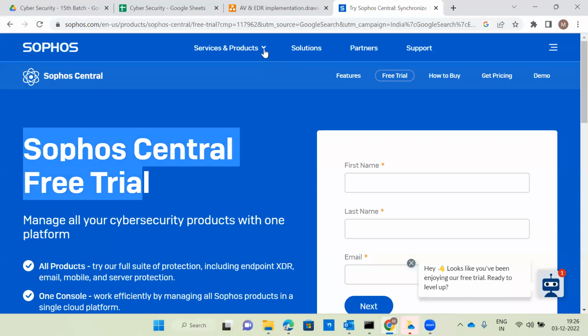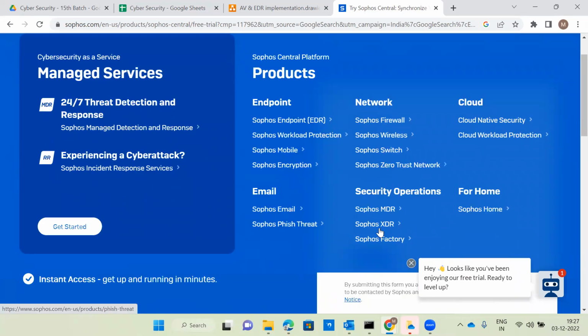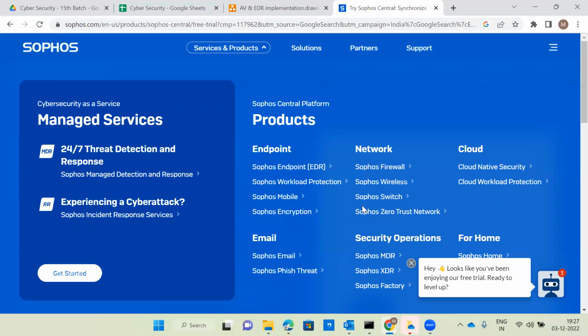Sophos has so many products. Example, Sophos EDR, Sophos web protection, Sophos mobile, Sophos encryption also. Sophos firewall, Sophos wireless, Sophos switch, Sophos zero trust network. This is now a trending technology in the market. Please go and watch my YouTube video; zero trust network is a trending technology right now. And Sophos email, Sophos MDR, XDR, and so on. Sophos supports so many tools. It's one of the leading vendors along with Fortinet. Not just an antivirus tool, they have so many tools available, cloud also.